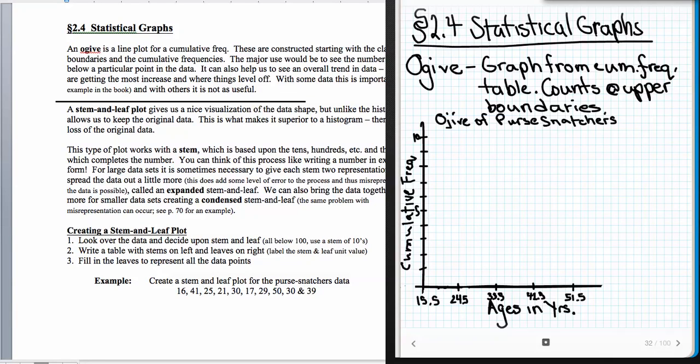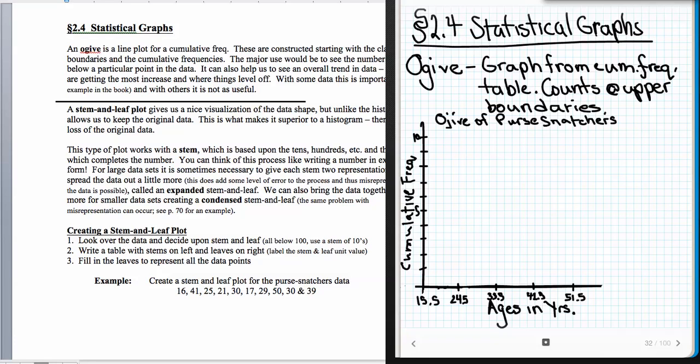All right, this is the statistical graphs section from Triola's book, and we're going to be talking about an ogive, which is a graph made from a cumulative frequency table. So in a cumulative frequency table, we had the counts, and you remember with the way that Triola's book does a cumulative frequency is that we use the upper class limits, and we say less than the upper class limit.